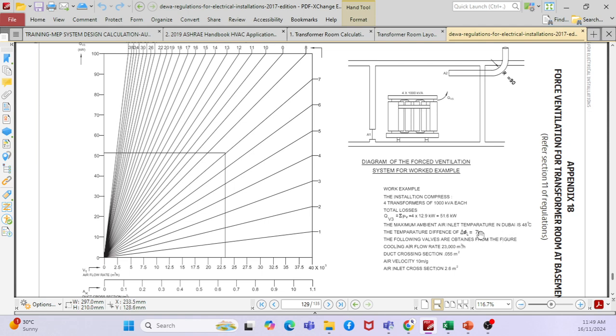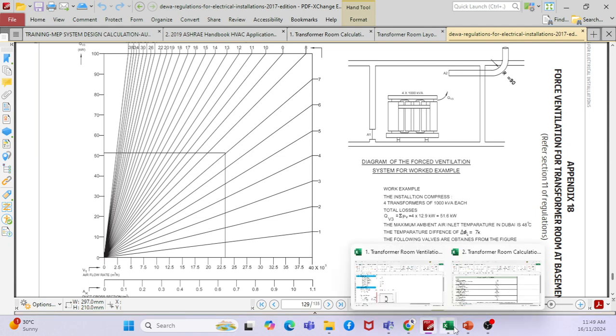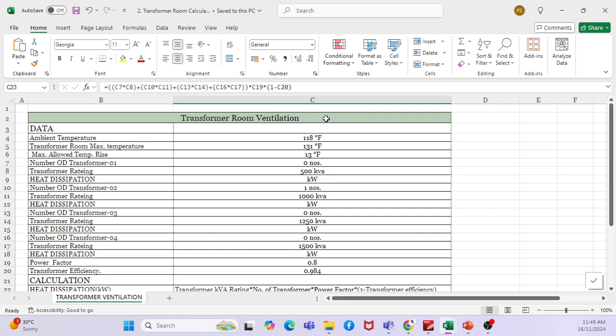So we know the temperature difference and we know the heat losses from the transformer. If you go to the transformer catalog, you can find the heat losses in the transformer, from the core losses or winding losses. Based on that, you can calculate.